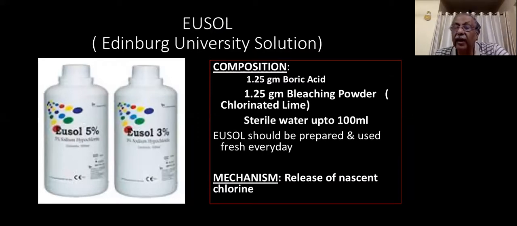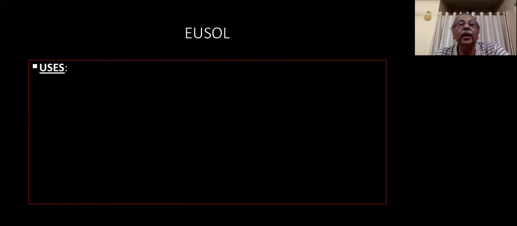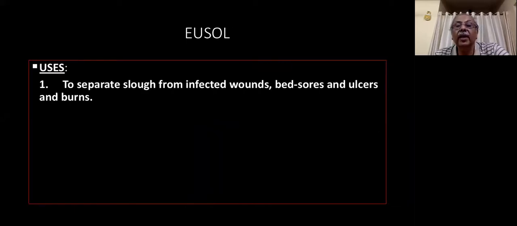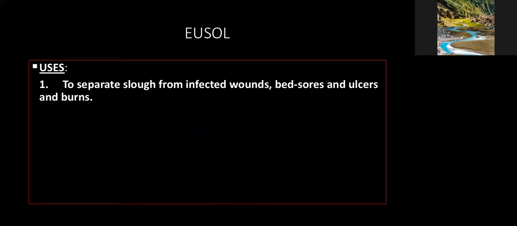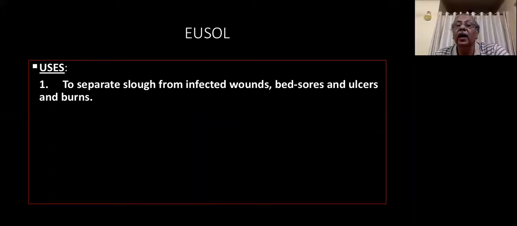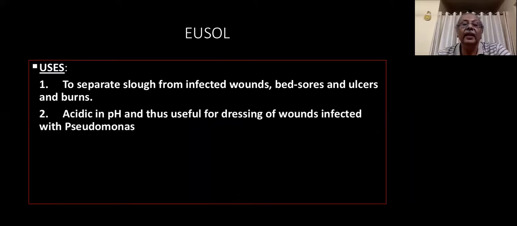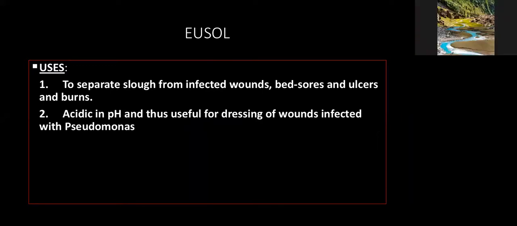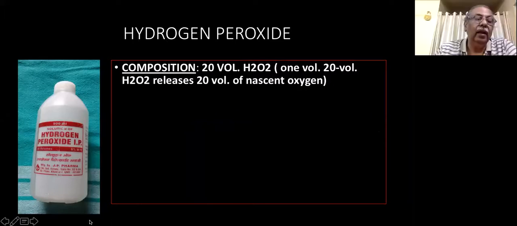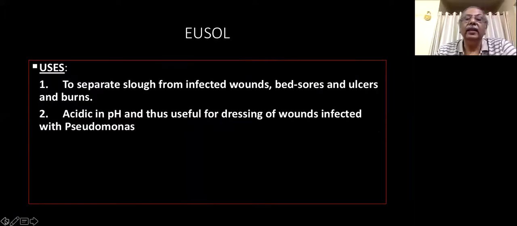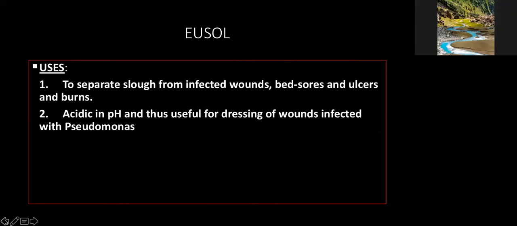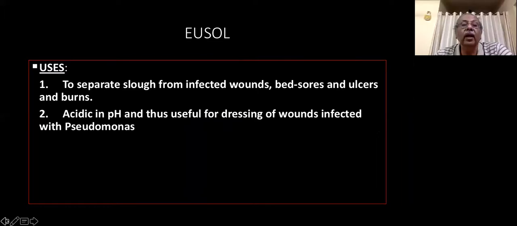What is the mechanism of action of U-Sol? It releases nascent chlorine. What are the uses? It separates slough. So when there is a lot of slough, you can use U-Sol, like in sores, infected wounds, ulcers and burns. It is acidic in pH and thus useful for dressing of wounds infected with Pseudomonas. These are the two main indications: mainly as a de-sloughing agent, and for infected wounds contaminated with Pseudomonas.